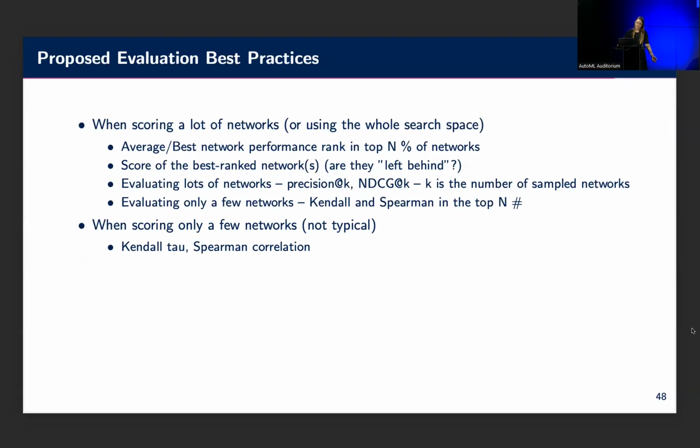The not that typical case is when you score only few networks, because zero-cost proxy evaluation is not exactly zero-cost. Sometimes it takes several seconds at least, maybe even minutes. So, no, it was seconds, I think. No, I'm bad at remembering exact numbers, sorry. So usually it's fast, so you can usually score a lot of networks. But if you would, for any reason, not have access to the networks, then the Kendall and Spearman correlation is good. So the current evaluation metric that is used is not suitable for the typical case.